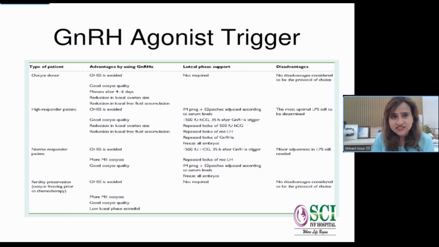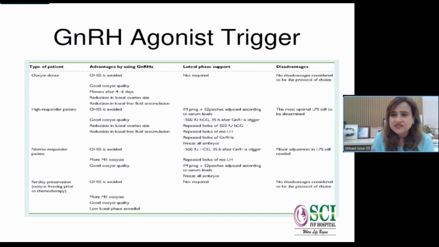So this GnRH trigger is very highly suited. This is a bit of repetition of what has already been discussed, but in oocyte donors, to avoid ovarian hyperstimulation, GnRH agonist is perhaps the best suited trigger. In high responder patients, OHSS is avoided, good oocyte quality, reduction in luteal.